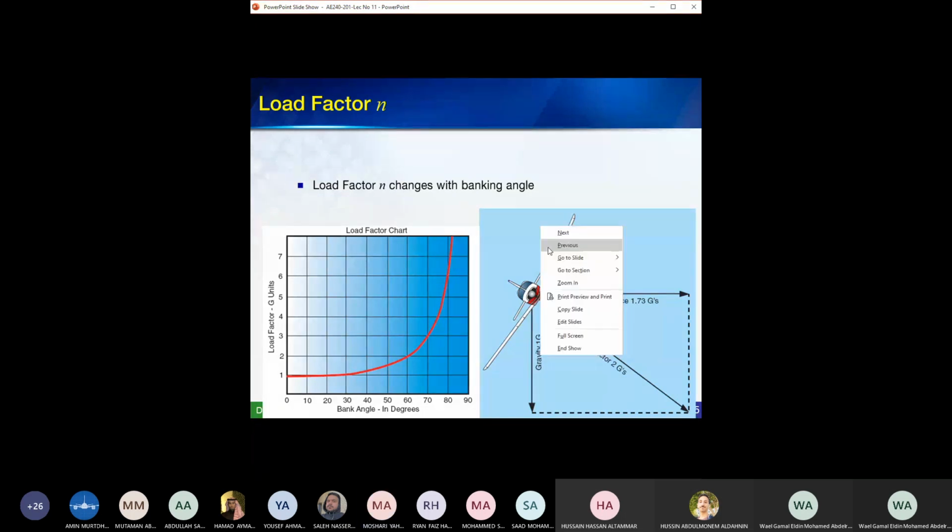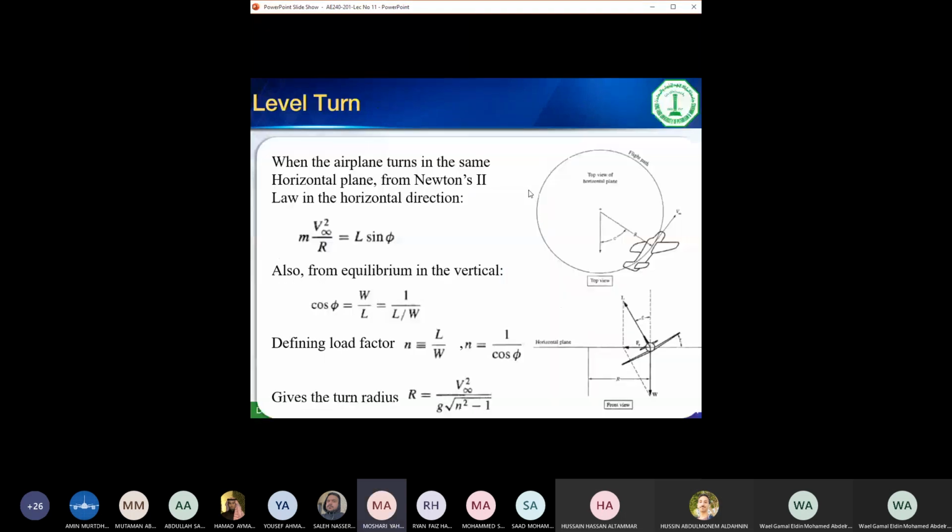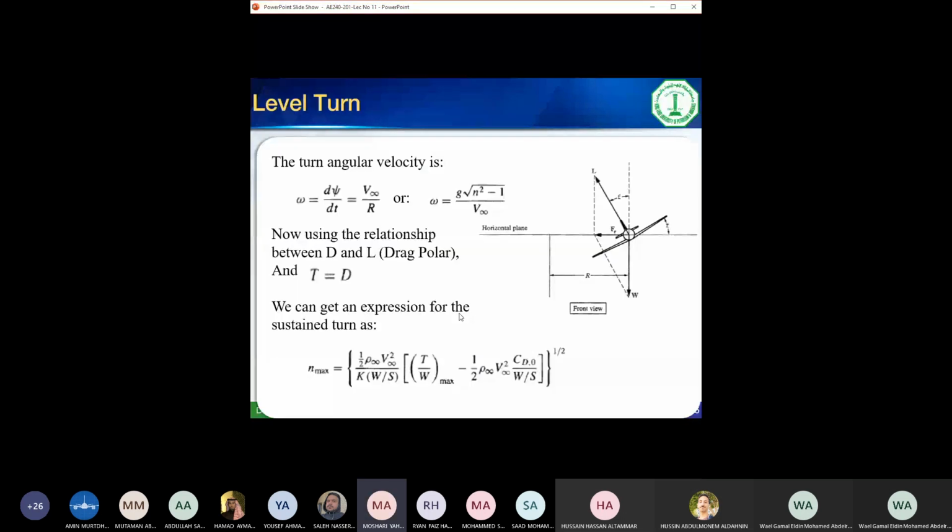Now, these are the only equations in here that require derivation, from Newton's second law and the equilibrium in the vertical. From this, if I substitute for L over W, I will get a variety of useful performance indicators. For example, if we already have the R, what about V over R? Well, V over R is the rate of turn, because V equals omega R. So I can get omega by dividing V over R, and we already have that. That would be the expression for omega, the turn rate of the aircraft in radians per second.